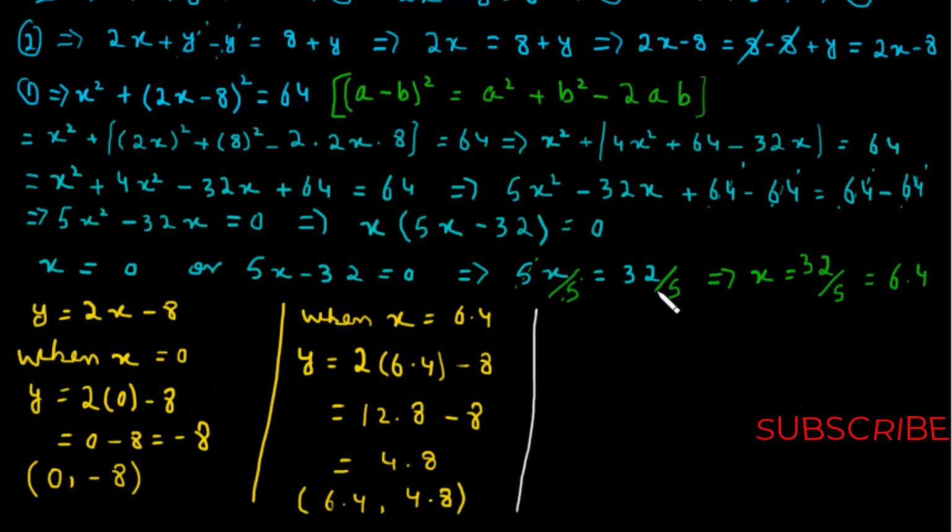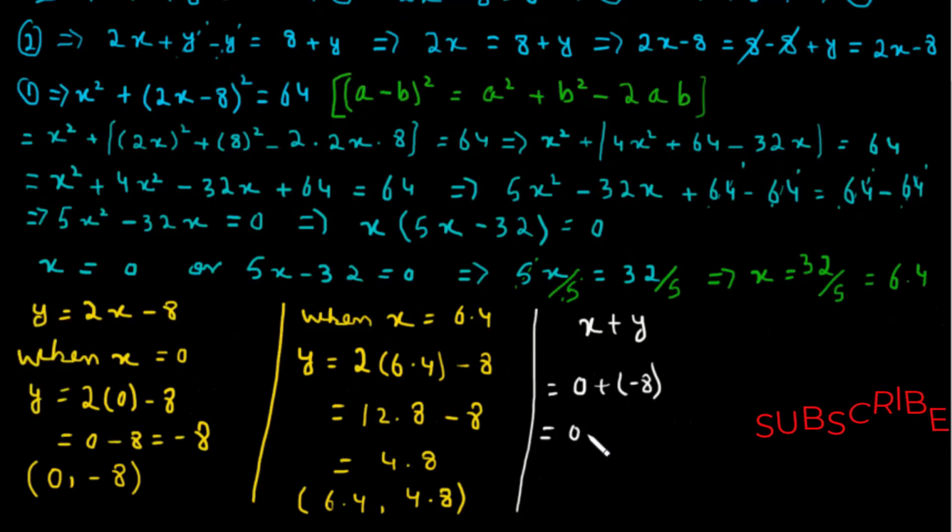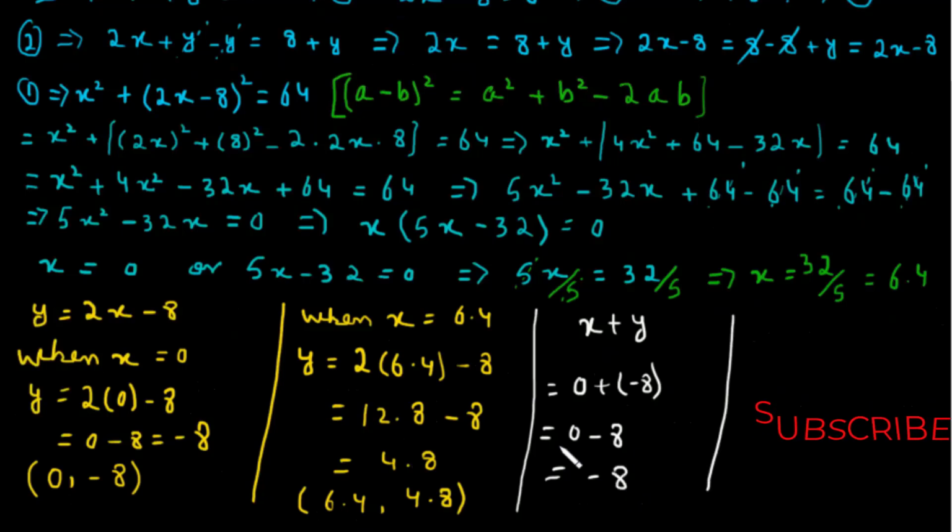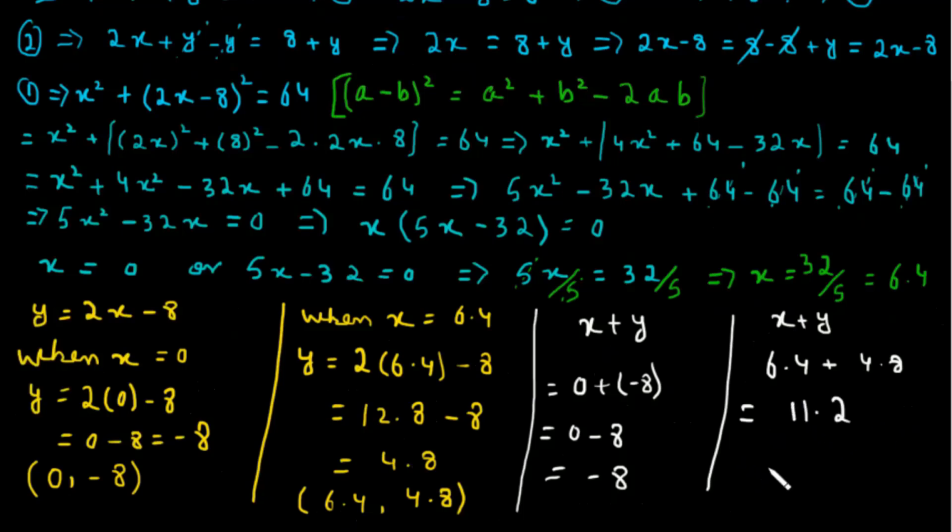So the required expression is x plus y. For the first pair, I get 0 plus minus 8, which gives me minus 8. And when x is equal to 6.4 and y is equal to 4.8, that gives us 11.2. So x plus y has two possible values: one is minus 8 and the other is 11.2.